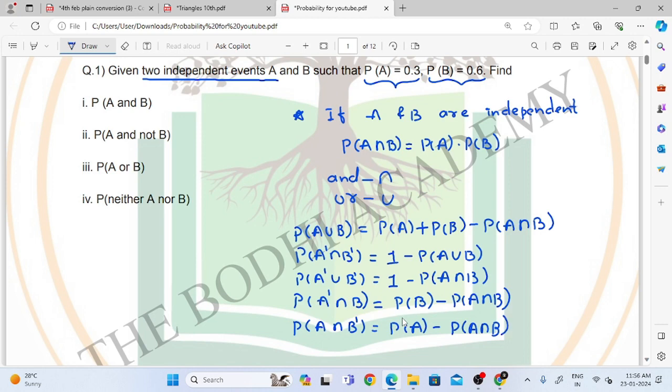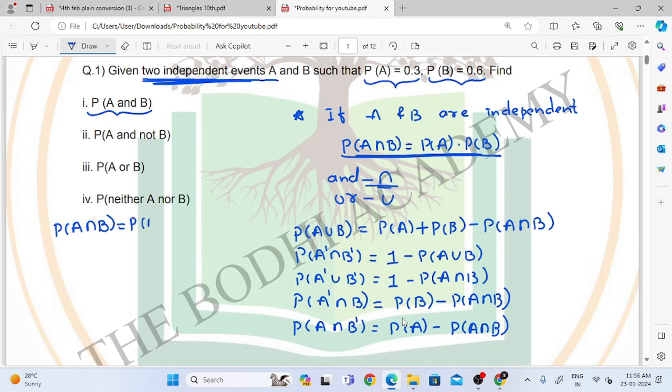Now we have all the formulas. Now look at question number 1. Question 1 is P of A and B. Now "and" means intersection. That means we have to find P of A intersection B. It is given that both the events are independent. So if the events are independent, then we will use this formula to find the intersection, that is P of A into P of B.